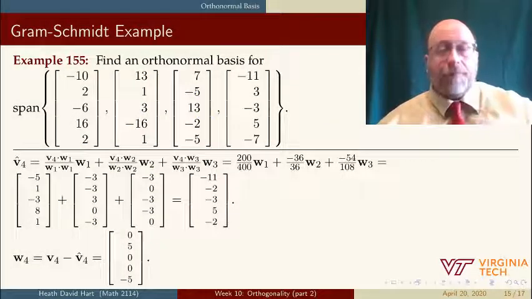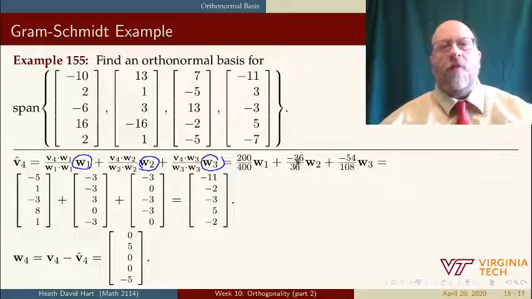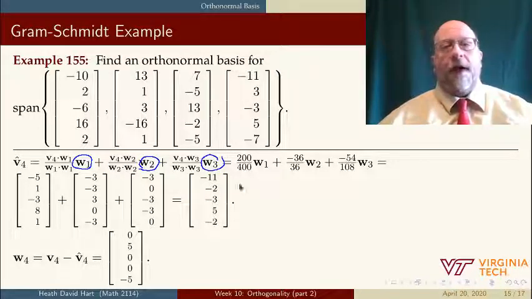The fourth vector projects onto the original first vector, the replacement second vector, and the replacement third vector. Replace all of the vectors that we've constructed up to this point. When we calculate these dot products and these fractions, we get 200 over 400, negative 36 over 36, and negative 54 over 108. We take that linear combination of the three vectors, we get negative 11, negative 2, negative 3, 5, negative 2. When we take V4 minus V4 hat, this is a replacement for V4. So now V4 is gone and it's being replaced by this vector.